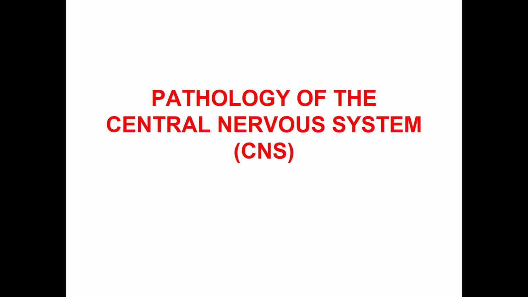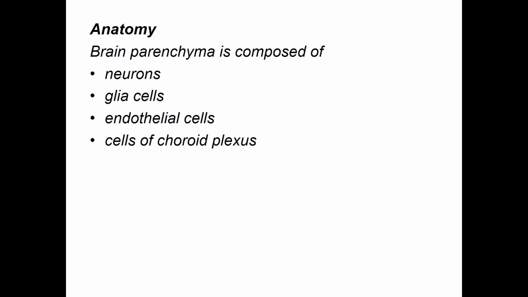So, pathology of the central nervous system, a little bit of wrap-up from anatomy, not too much, just the basics. The brain parenchyma is essentially composed of the following cell types, especially in normal conditions: neurons, different types of glial cells, I'm going to go into some details on that, and the ependymal cells, cells of the choroid plexus.